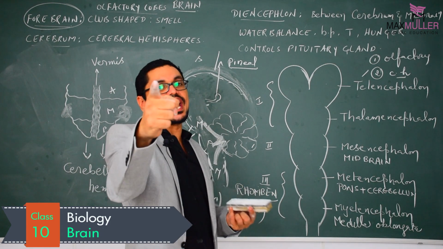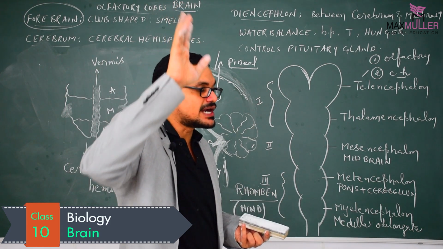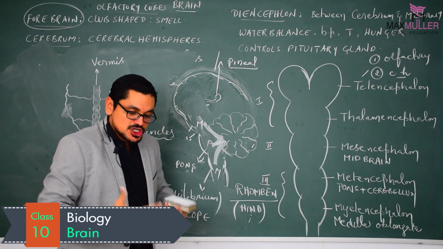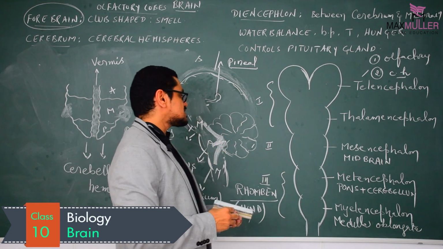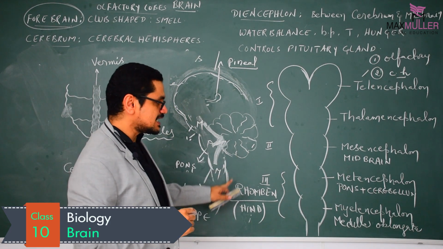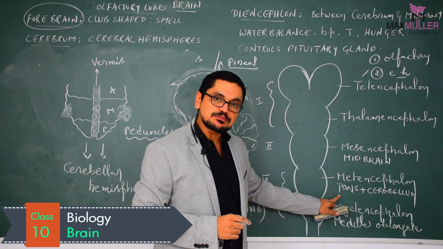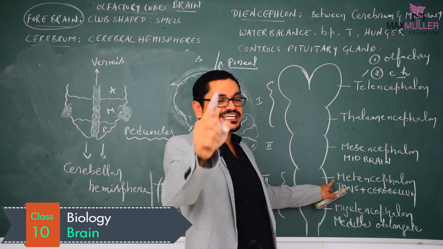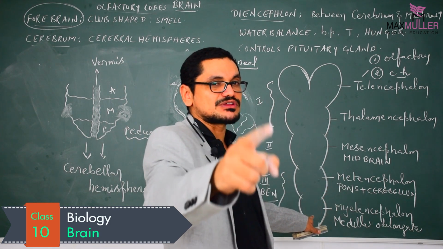Coordination of voluntary activities, it means the hand movement and leg movement, we are able to perform in a coordinated fashion. That coordination is possible because of the cerebellum. So the cerebellum and pons, these two areas come under metencephalon. Let us come to the last part of the brain.